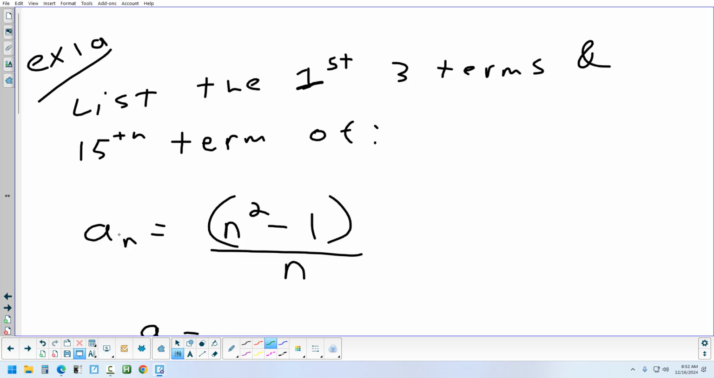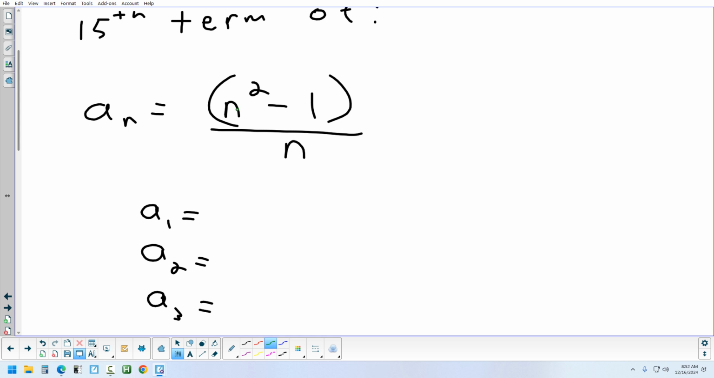1, yeah. So if we plug in 1, what's 1 squared? 1. And what's 1 take away 1? 0. And remember, we're plugging in 1. What's 0 divided by 1? 0. That's the first term in the sequence.